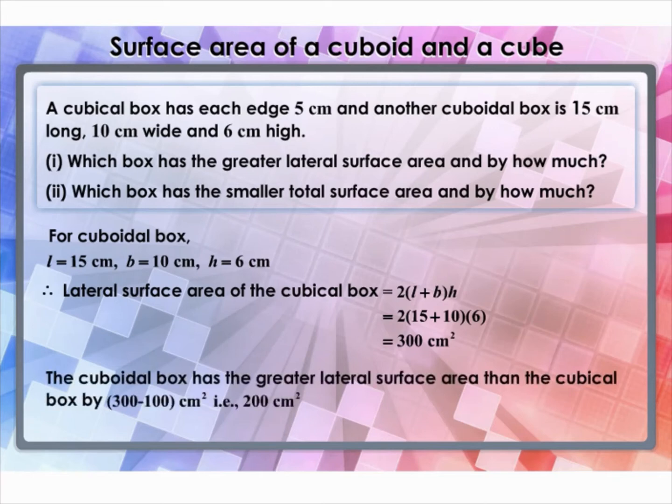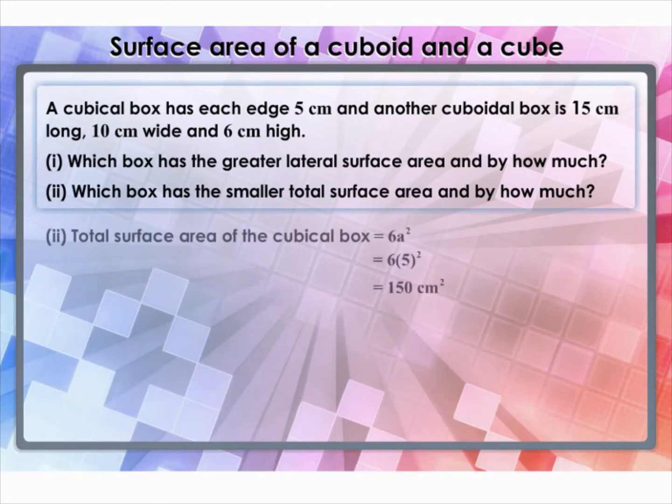From the two lateral surface areas calculated, we find that the cuboidal box has a greater lateral surface area than the cubical box by 200 square centimeters. Now let's move on to the total surface area.